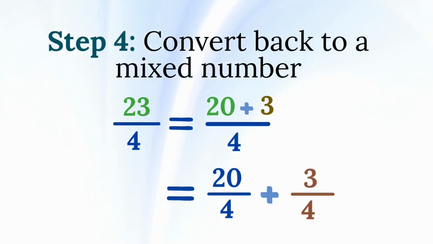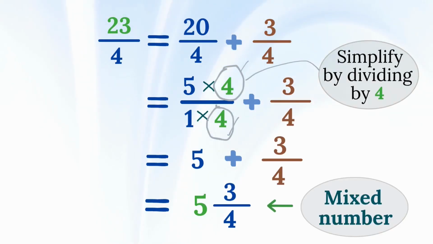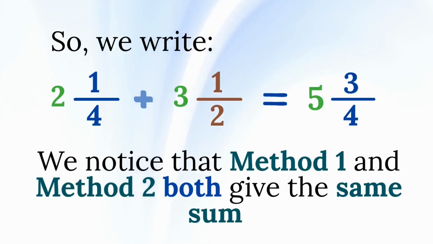Step 4. Convert back to a mixed number. 23/4 equals 20 plus 3/4. That means 20 divided by 4 equals 5, and we still have 3/4 left. So, the sum of 2 and 1/4 plus 3 and 1/2 equals 5 and 3/4.